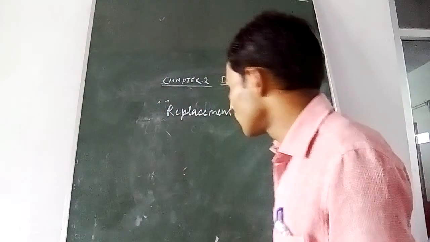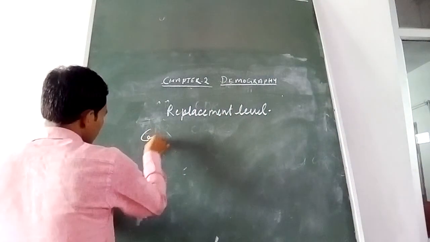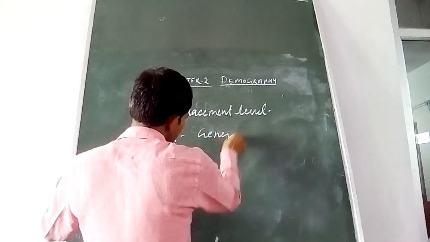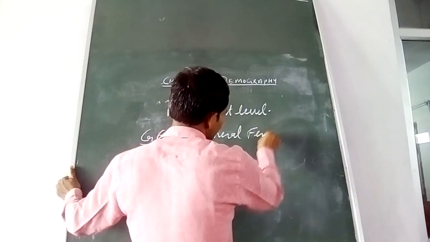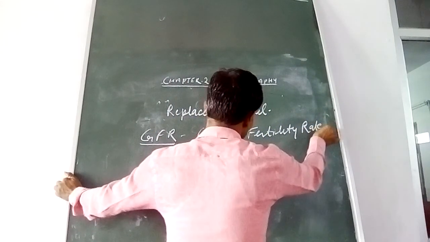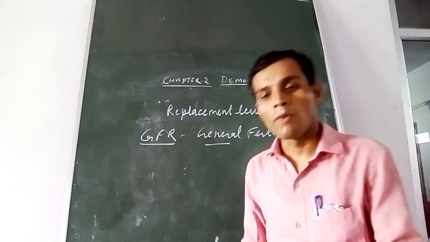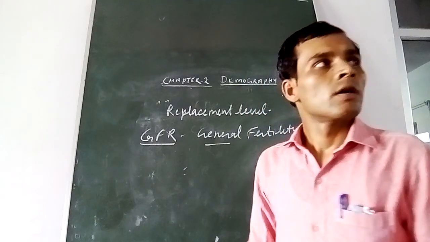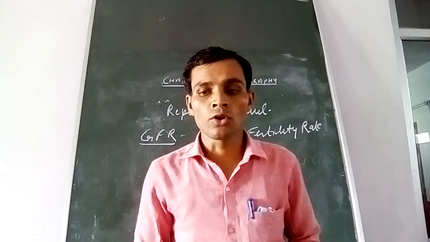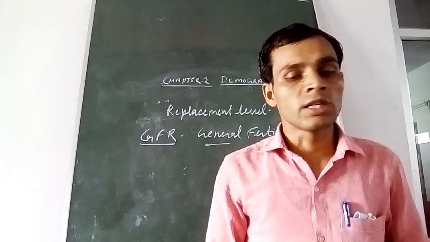According to this, GFR, general fertility rate, refers to the number of births according to the age group of 15 to 49. It is calculated in a particular area per 1000 people.